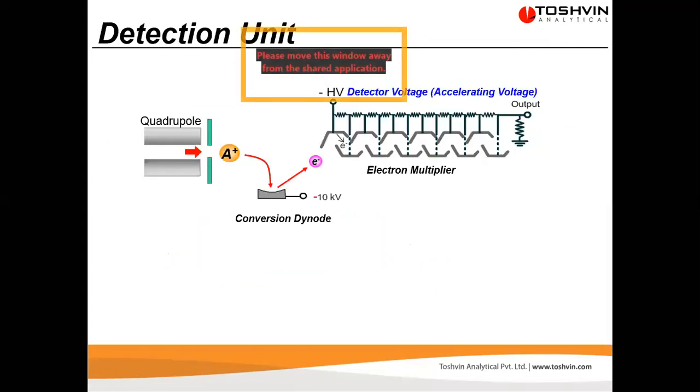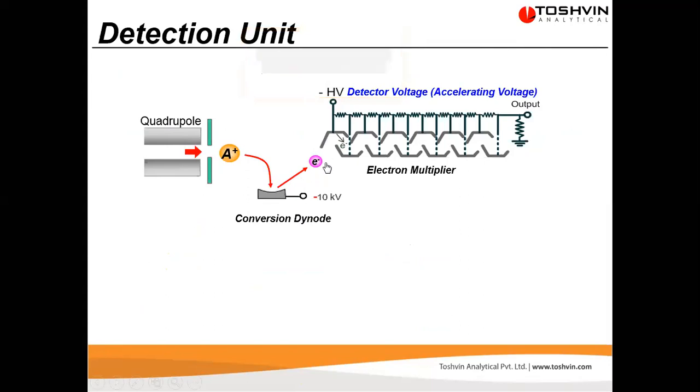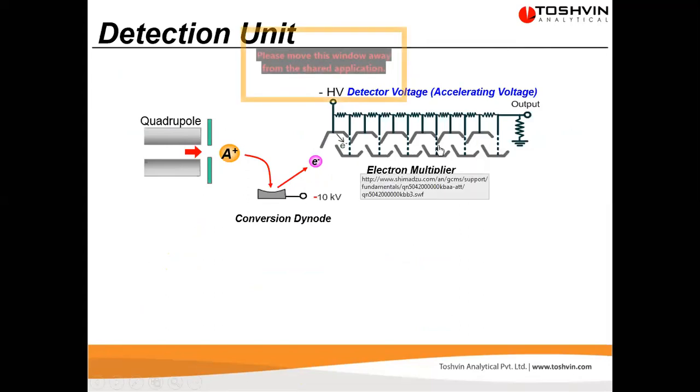Now once my quadrupole has separated different ions based on mass to charge ratio, once they come into the detector unit, firstly my ions will get converted into electrons. So there is a conversion dynode. You must all know that electrons are more stable than ions. That's why we are converting them into electrons. Ahead of it, there is this kind of multiplication assembly. My electron will go into this assembly.